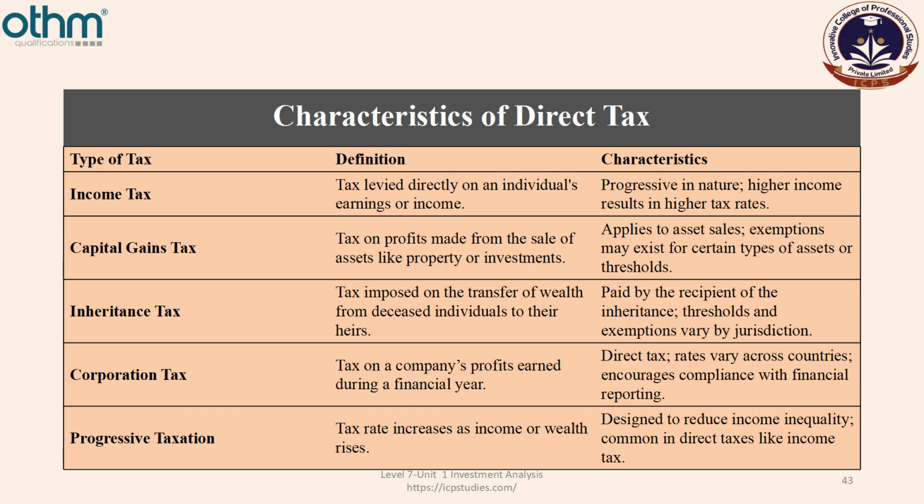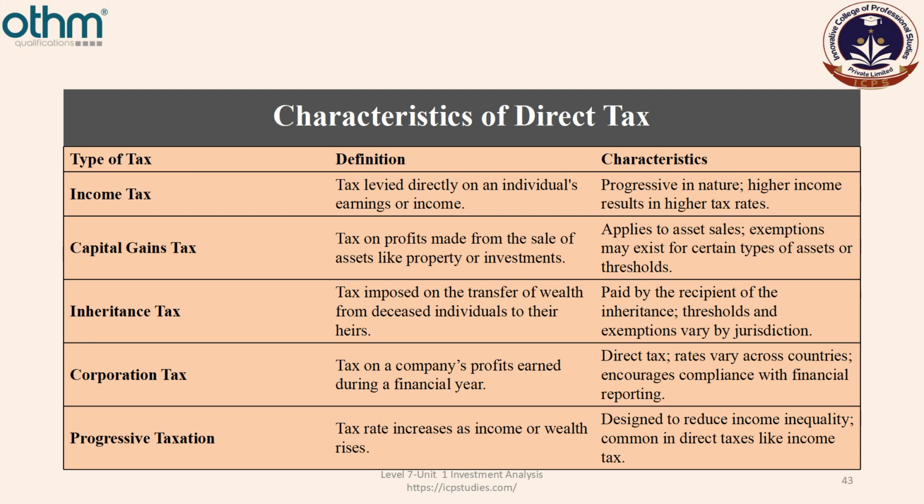The second type of direct tax is the capital gain tax, and it is the tax on the profit made from the sale of assets, for example any investment or property. And if we talk about its characteristic, then it applies to the asset sale, and exemptions may exist for different types of assets or thresholds. The third type of direct tax is the inheritance tax, and it is basically the tax that is imposed on the transfer of wealth from deceased individuals to their heirs. And if you talk about its characteristic, then it is paid by the recipient of the inheritance, and thresholds and exemptions always vary by jurisdiction.